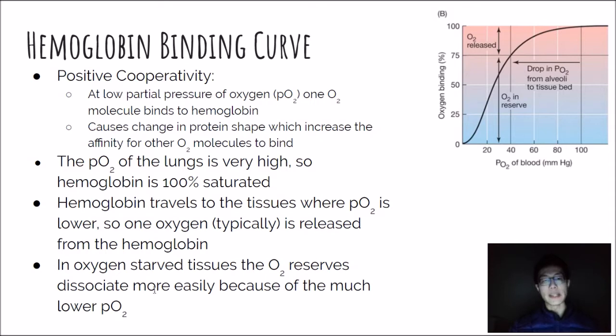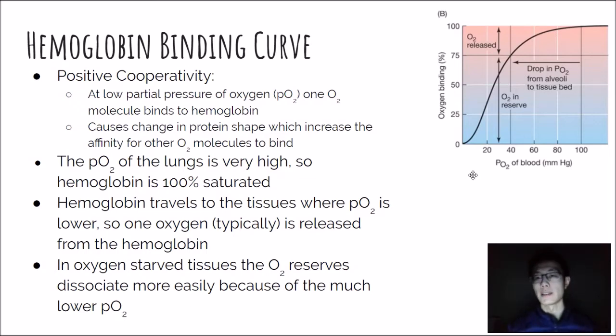In extremely oxygen-starved tissues, the O2 reserves sometimes will allow for easier dissociation. So we're going to increase the dissociation of oxygen from hemoglobin because partially of that lower partial pressure of oxygen. So in oxygen-starved tissues, you can think about hemoglobin being more ready to actually release its oxygen that's bound to it.